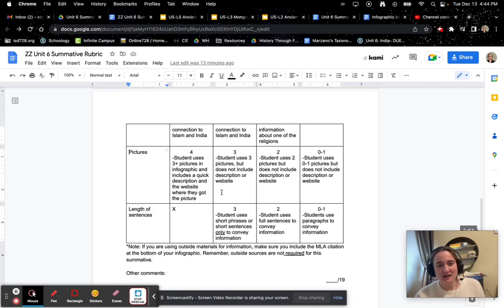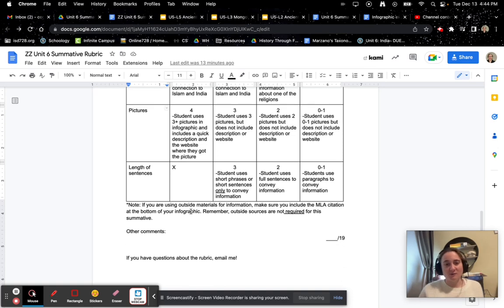Pictures, using 3 or more pictures and including those descriptions and where you got the pictures from. Again, that's if you're using the internet. If you're just drawing them, you don't have to because they're your own. That's cool. And then the lengths of sentences. So the really big thing about infographics, there are no paragraphs. I want to see just short phrases or short sentences.